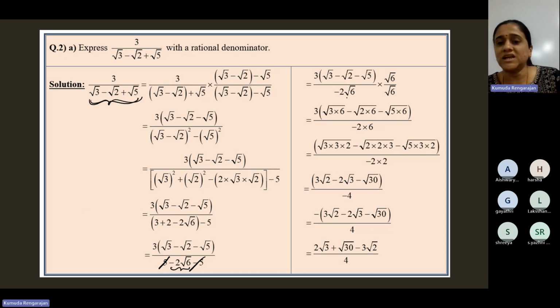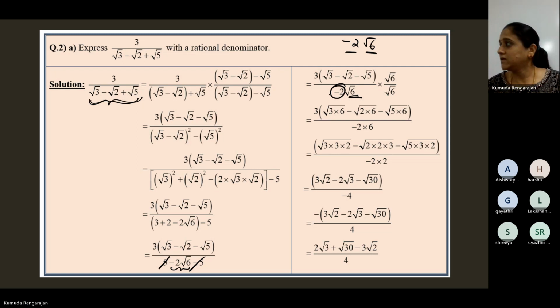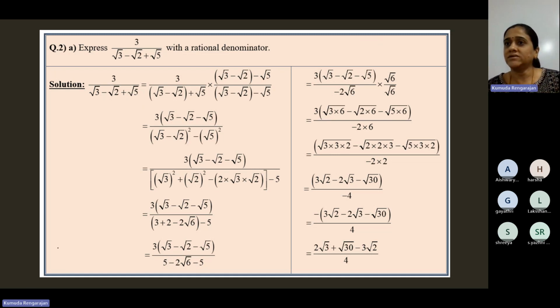So now what should you do? What's the rationalizing factor? Root 6. Root 6, because minus 2 is already rational. In minus 2 root 6, you can look at minus 2 and root 6 separately. They are two different numbers. All right. So minus 2 is already rational. Leave that. So root 6. Multiply and divide by root 6. Correct?